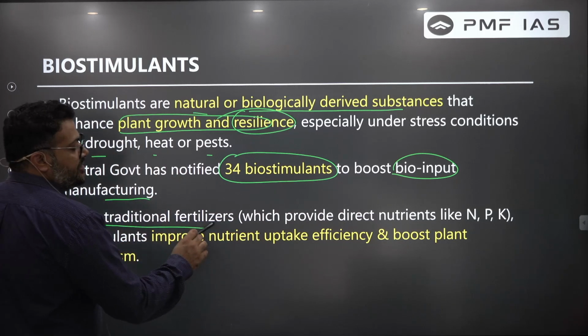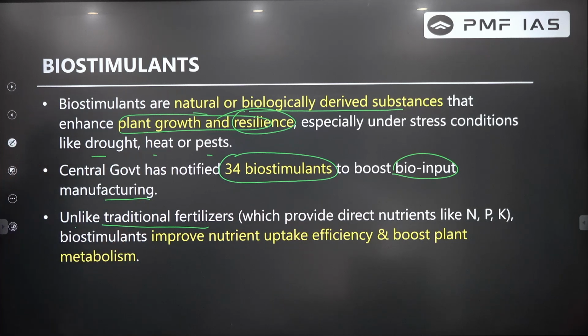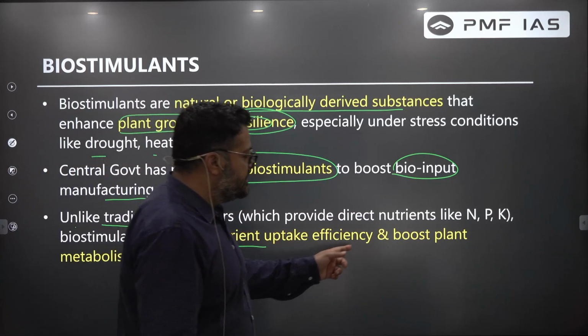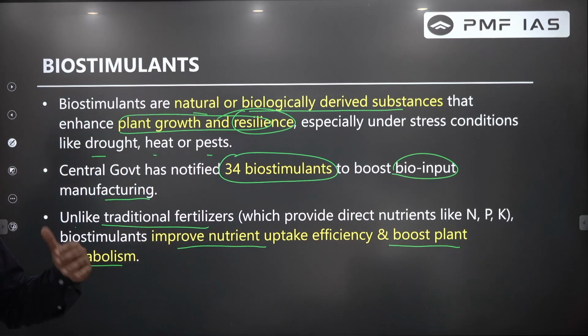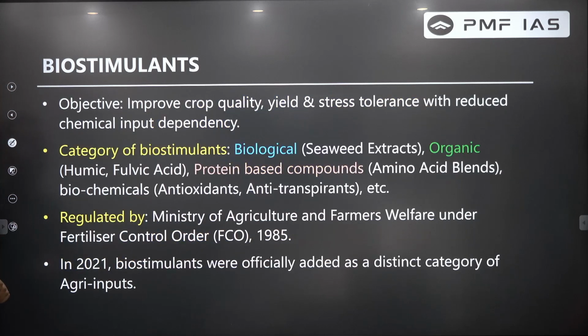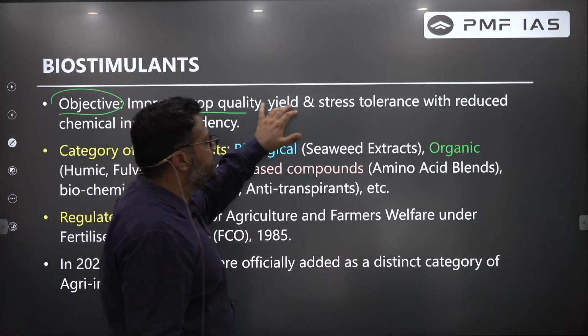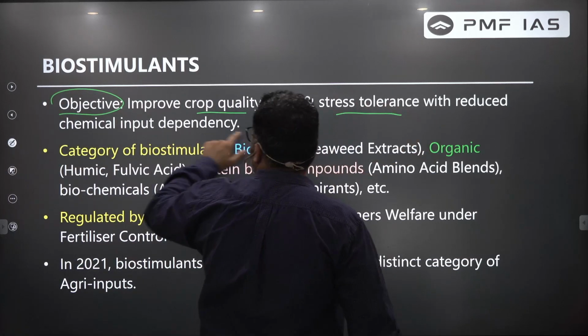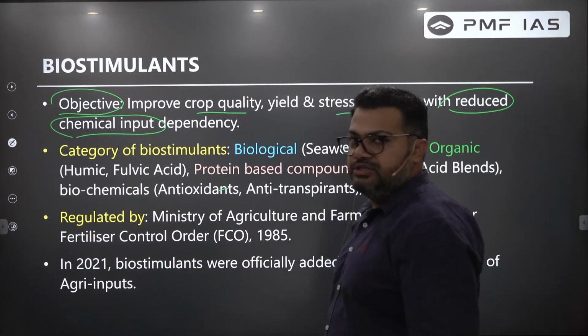Unlike traditional fertilizers, which normally are chemical fertilizers that provide direct nutrients of NPK, biostimulants improve the nutritional uptake efficiency and boost plant metabolism. It is naturally produced, so it has fewer side effects or less impact on the overall environment as well. I hope all of you are able to understand biostimulants. The objective of introducing these biostimulants is to improve crop quality, yield and stress tolerance with reduced chemical inputs. We have to reduce the chemical inputs into agriculture, right?